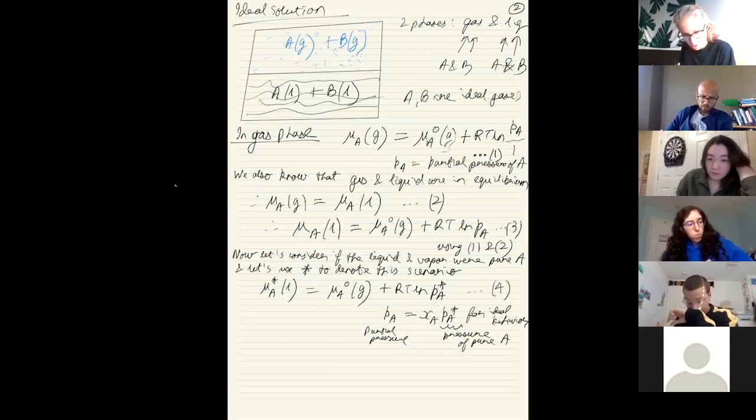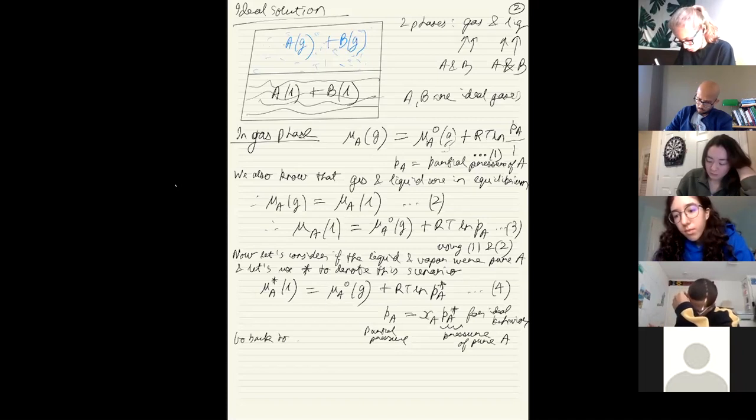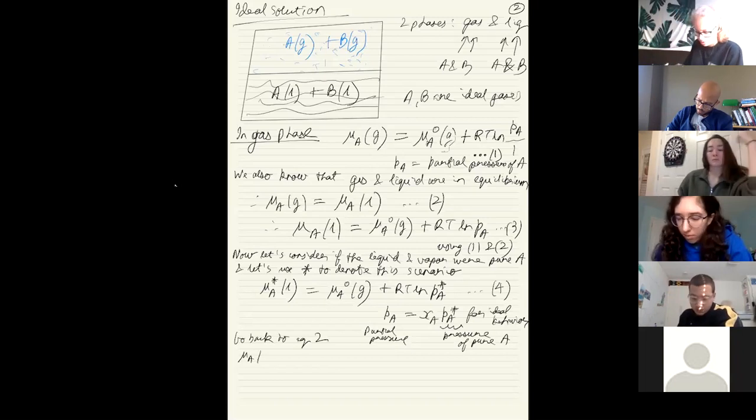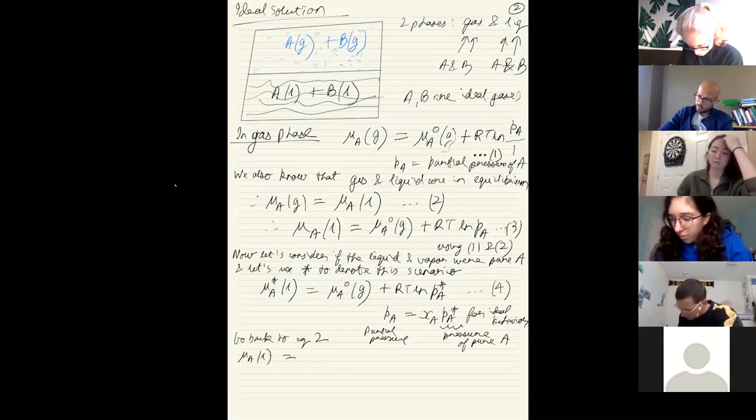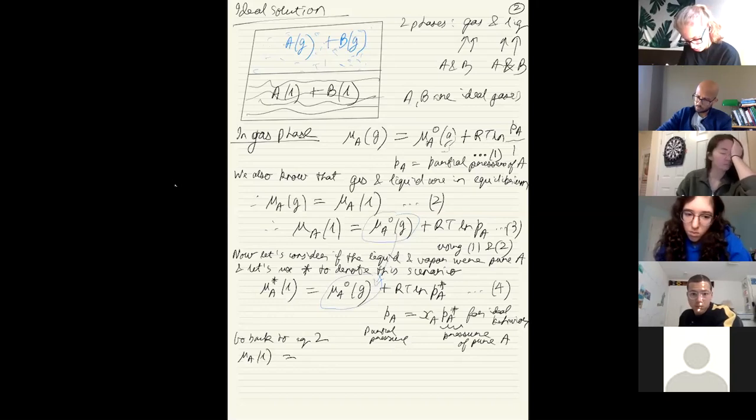What can we do from this? We can go back to equation 2, and we can write down mu A liquid is equal to mu A naught gas, but this mu A naught gas that we had over here, we will use from this equation. And what does that look like? Then we get a mu A star L.